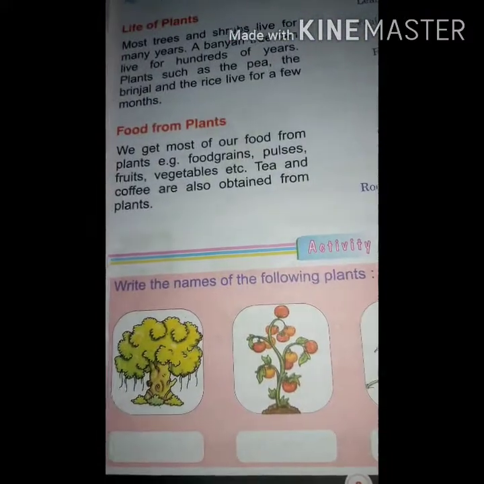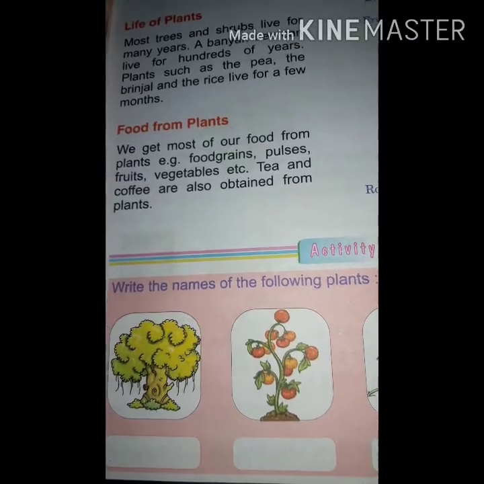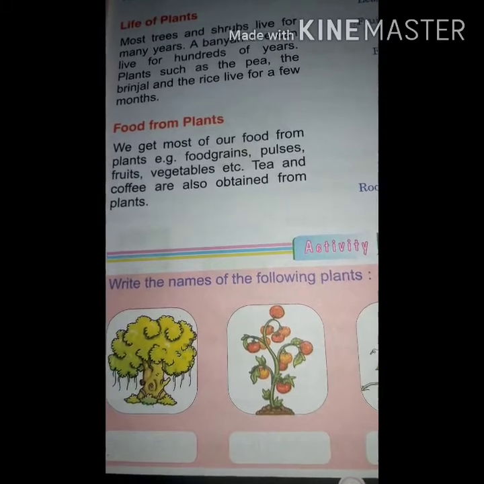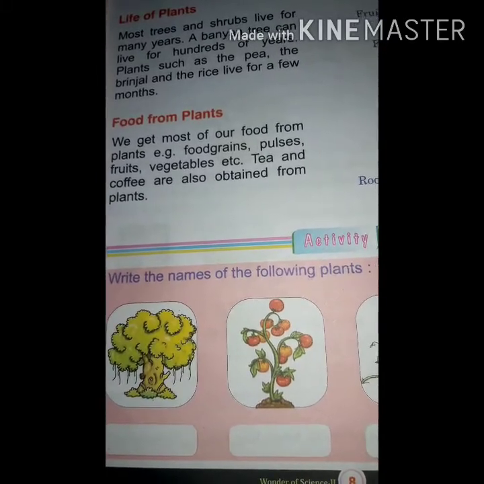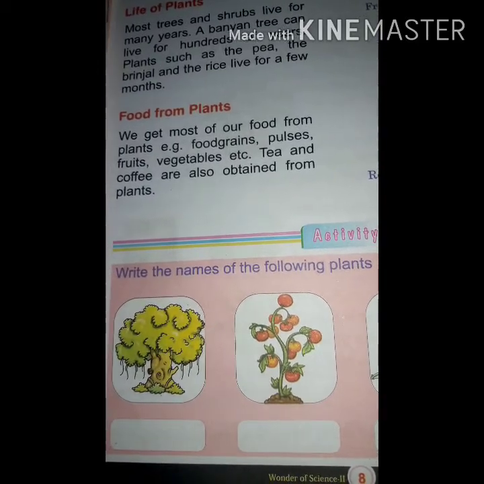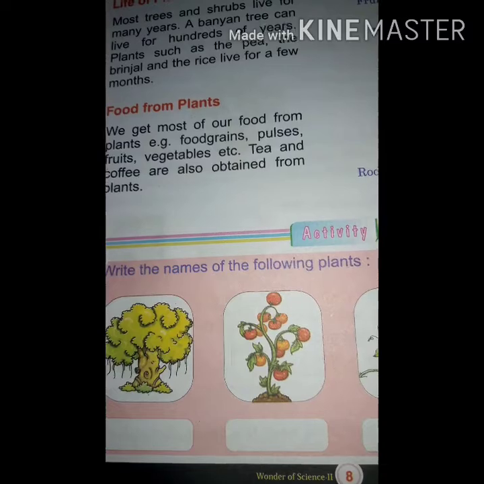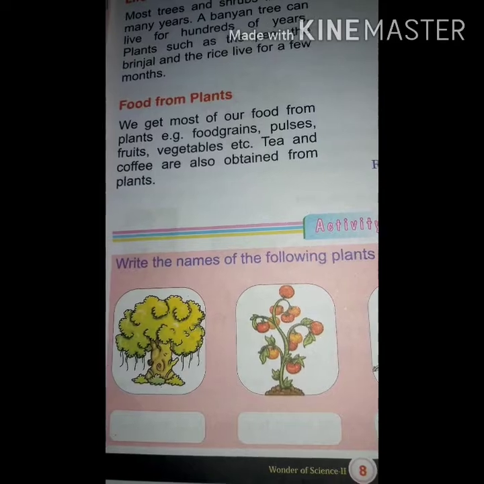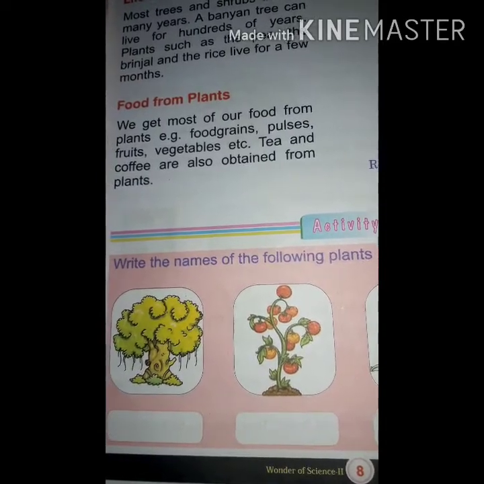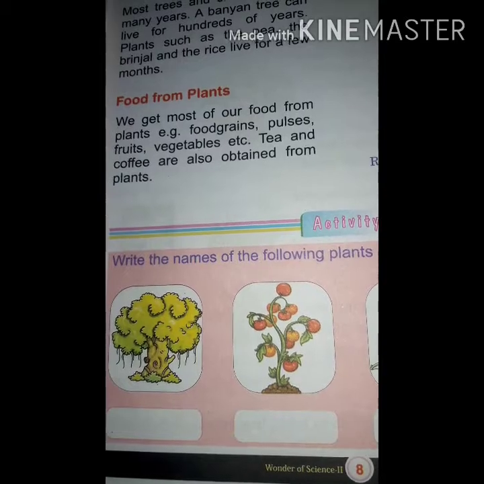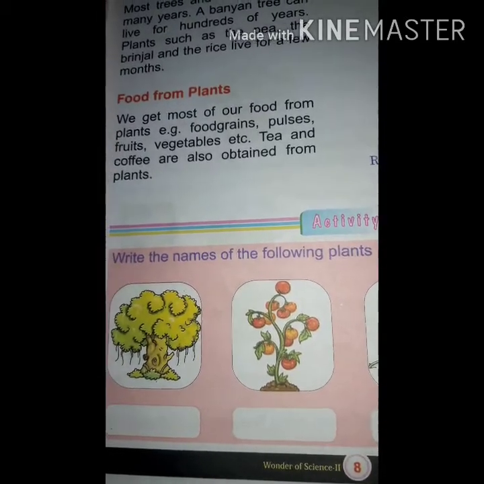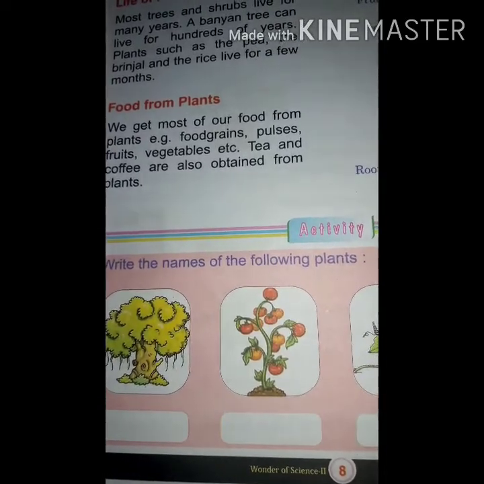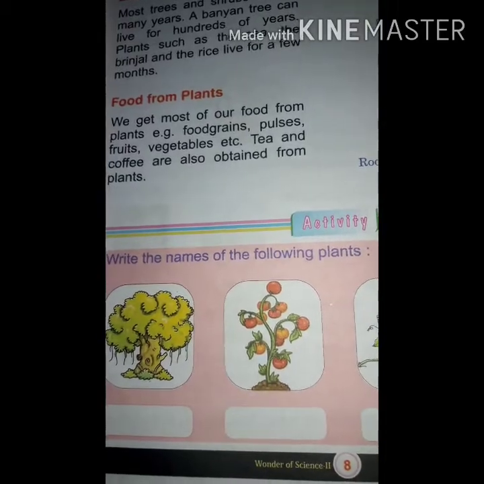Food from plants. We get most of our food from plants, e.g., for example, food grains, pulses, fruits, vegetables, etc. Tea and coffee are also obtained from plants. So most of our food is from plants. Thus we have completed the reading and explanation of lesson 1 for class 2nd. Thank you.